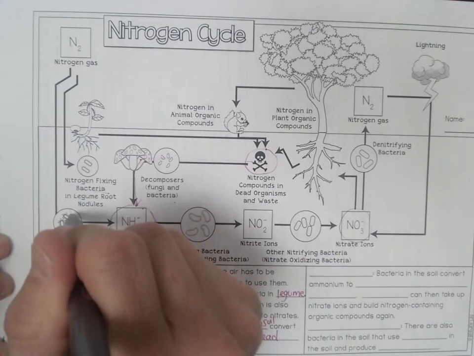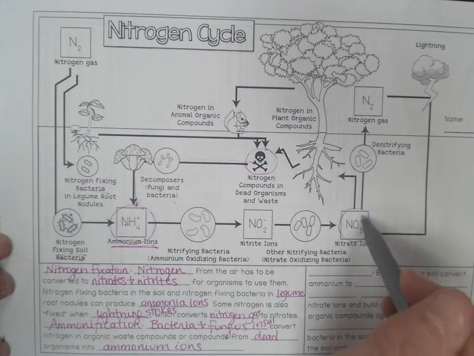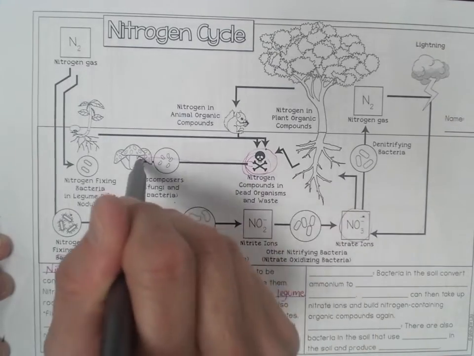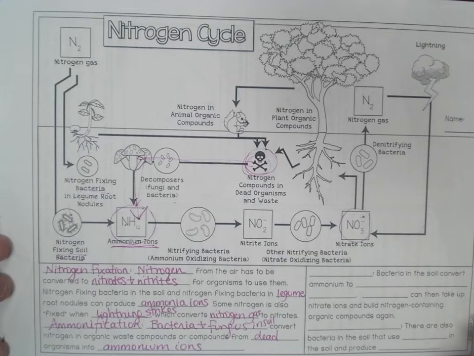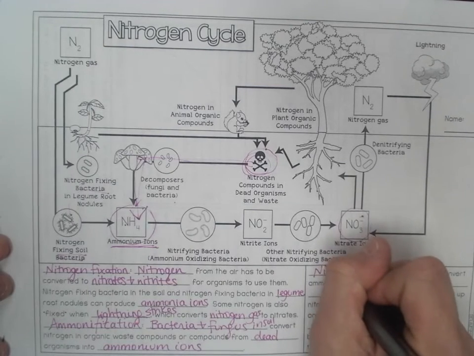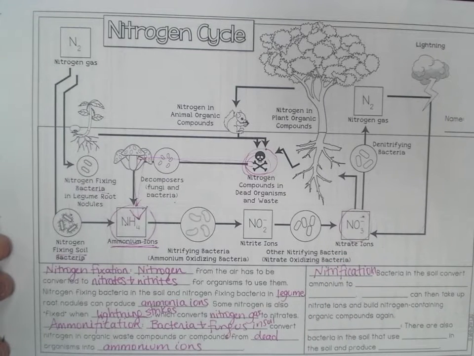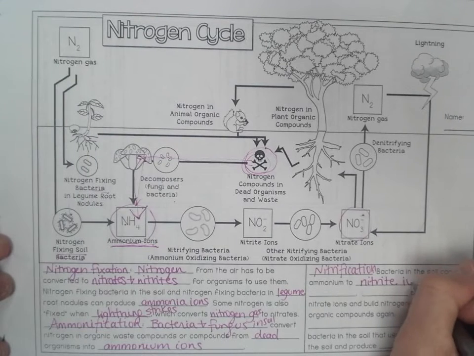Okay, so we had gas coming in, forming ammonium ions. We had lightning, nitrate ions. Now we have dead organisms underground being decomposed and creating ammonium ions. Let's see what else. We also have the process called nitrification. This is where bacteria in the soil convert ammonium to nitrite ions.